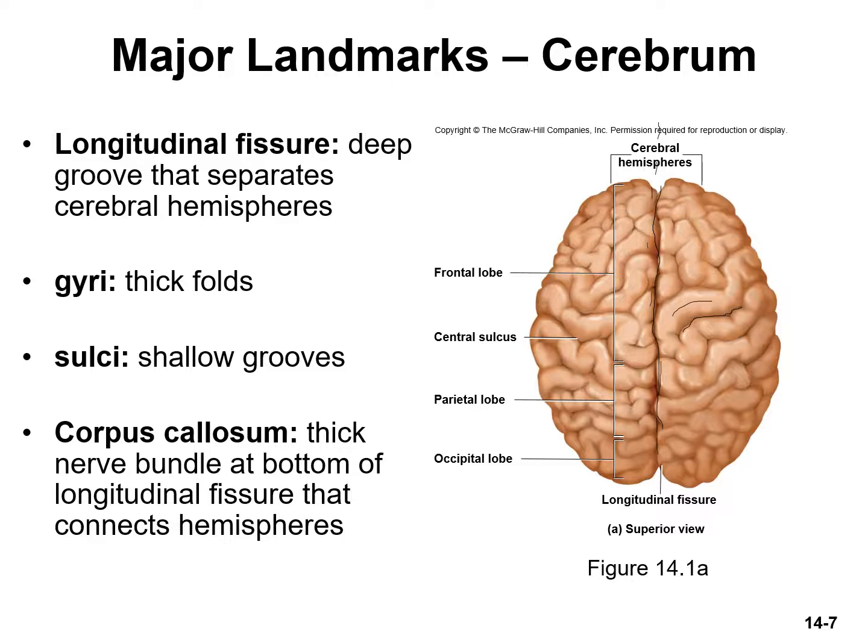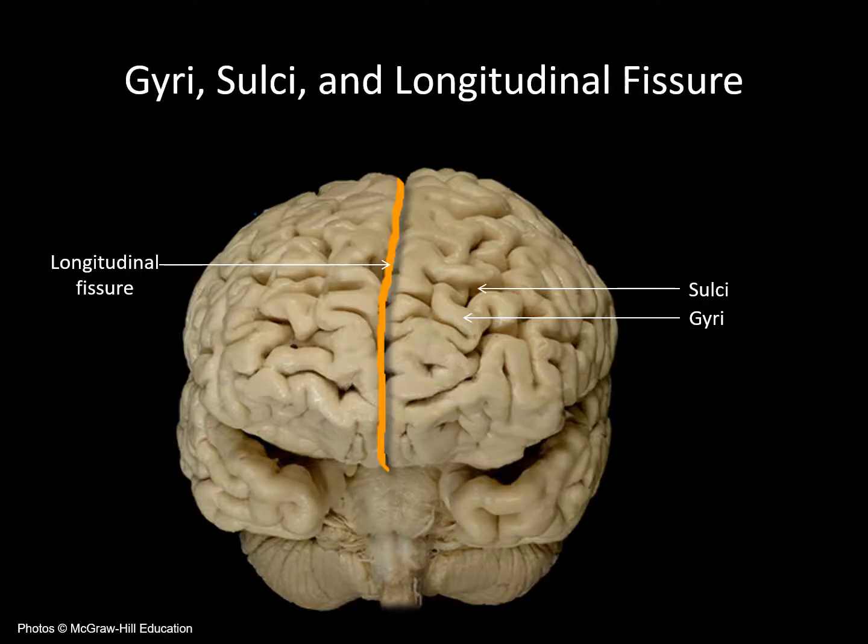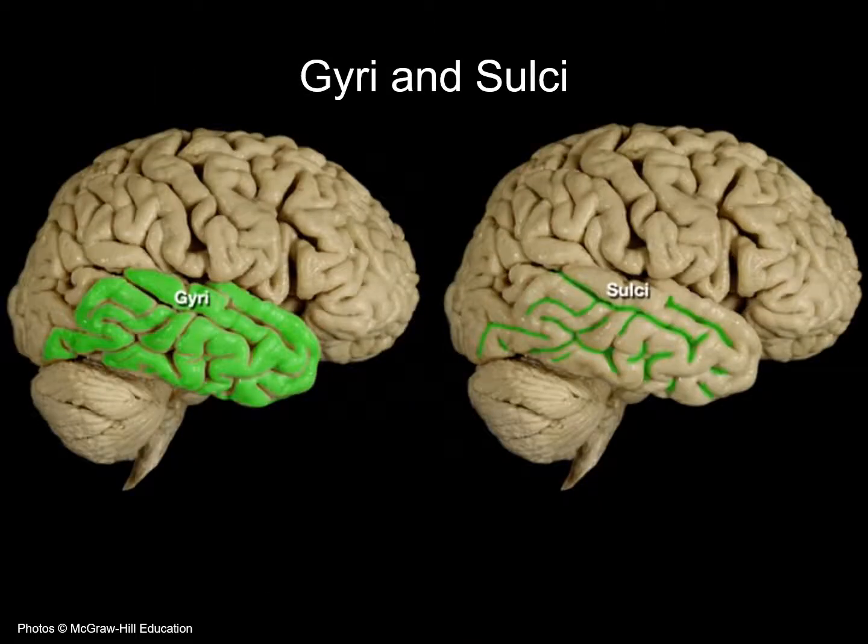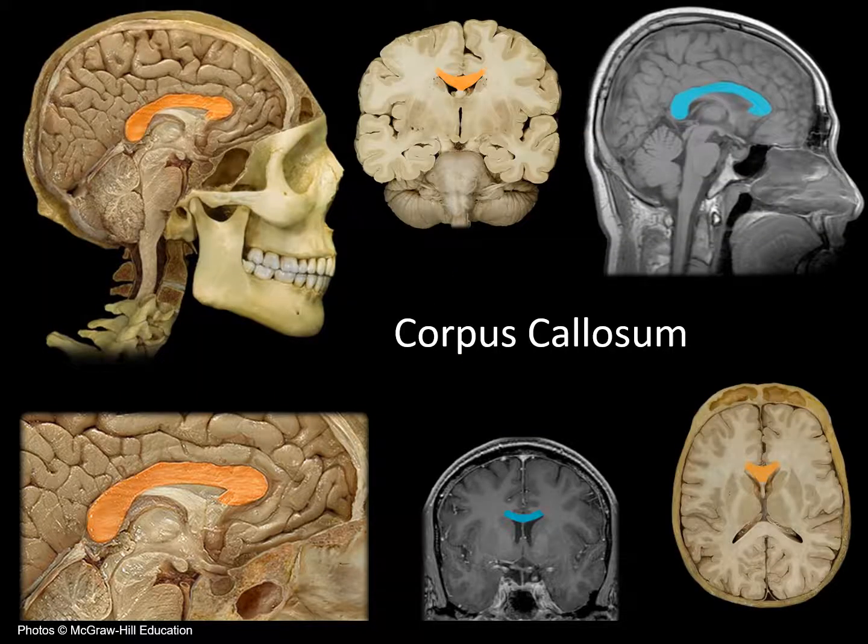And then the corpus callosum, as I mentioned, it's a thick nerve bundle at the bottom of the longitudinal fissure that connects those two hemispheres, so it provides for communication between the left and right hemisphere. So the longitudinal fissure highlighted in that orange color there, and then the gyri and the sulci. And corpus callosum, various views of the corpus callosum here.